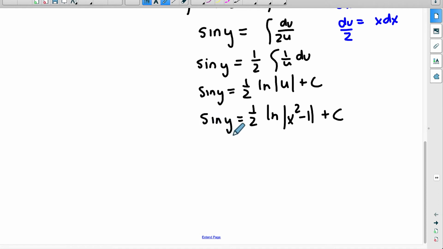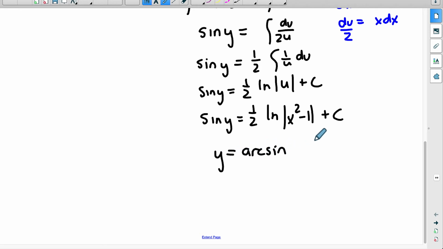Okay, then the last thing you do is you isolate your y. So this is sine y. What's the opposite of sine y? Inverse sine, or arc sine. I'm kind of into arc sine these days. Do you mind if I write arc sine?